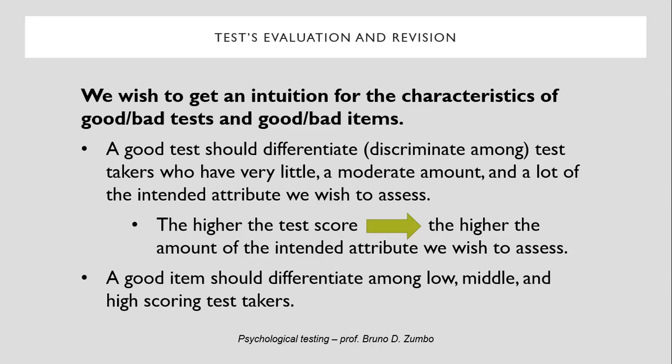A little highlight here is that the way we're going to think about it, the way the scoring goes, is that the higher the test score, the higher the amount of the intended attribute we wish to measure. So good items should differentiate among low, moderate, and high test takers. That's really about the discrimination of the item. We're going to talk about difficulty and how we're going to reconceptualize difficulty in these sorts of items that we're going to look at today. And it's going to come right out of these graphical approaches. And of course, lower asymptotes and potentially even higher asymptotes.